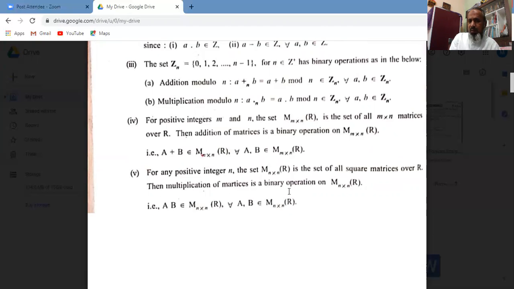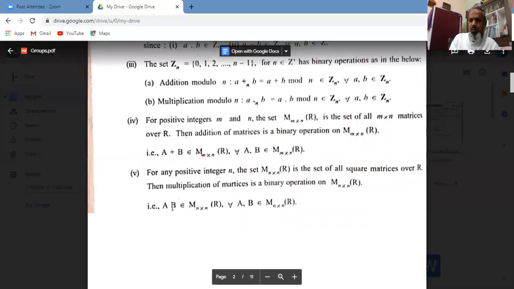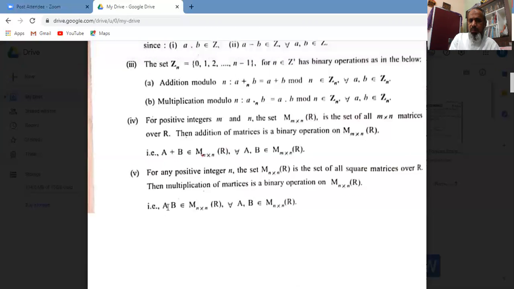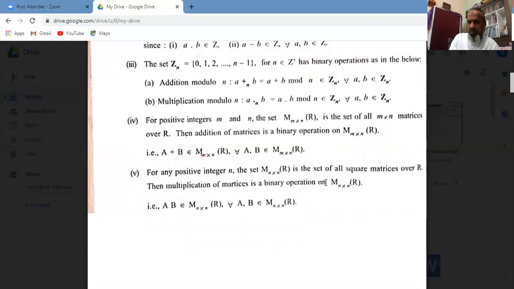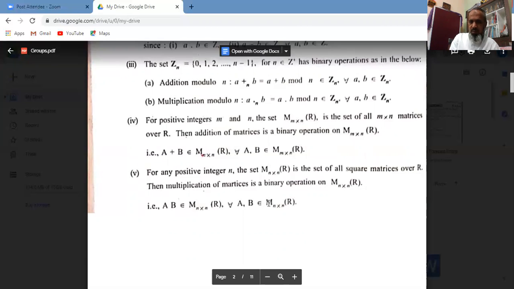If the order is m by n, then we cannot multiply the two matrices. To multiply the two matrices, the number of columns of A must be equal to the number of rows of B. Only then do we get the product of A and B. If the matrix is a square matrix, then we can multiply two matrices because they are of the same order.